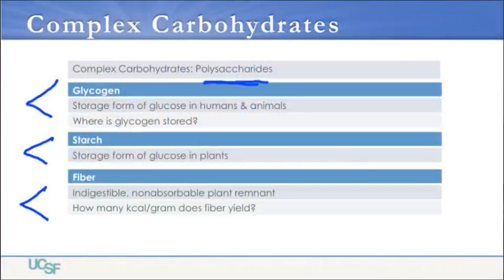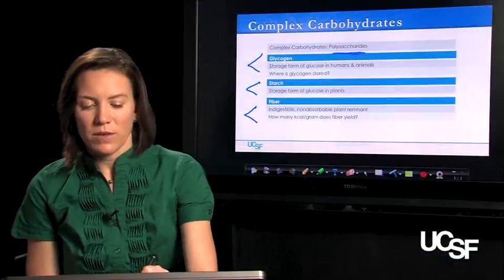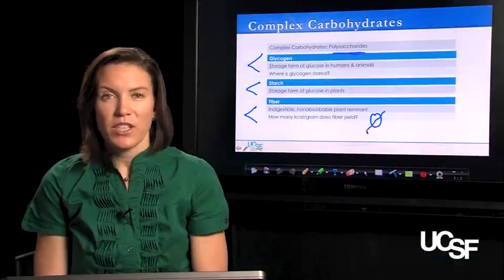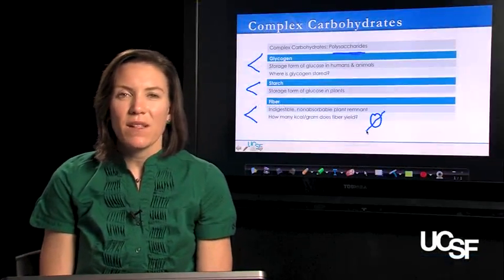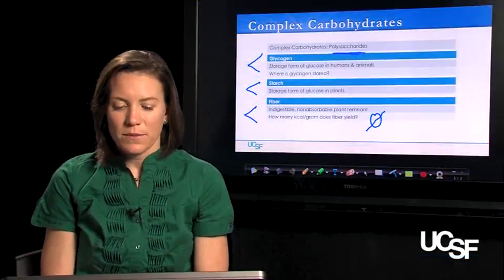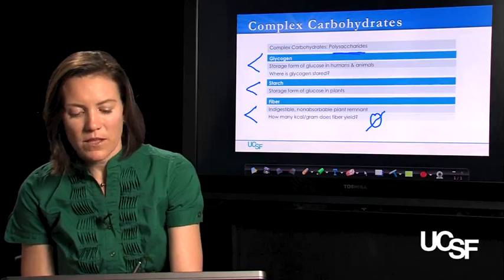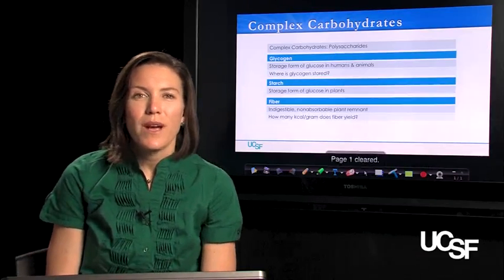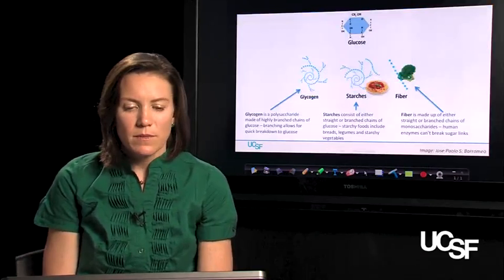Starch is a little bit different in the sense that that's the storage form of glucose in plants. And then fiber is the 3rd type of complex carbohydrate, and that's the indigestible, non-absorbable plant remnant. How many calories per gram does fiber yield? Well, that's kind of a trick question, because we actually don't digest, nor do we get any calories from fiber-containing foods. So these are our complex carbs, or what we also refer to as our polysaccharides.